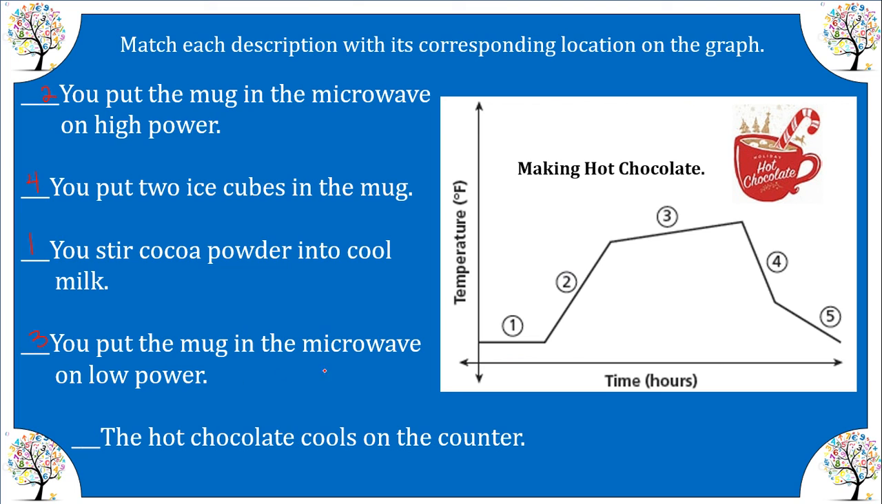The hot chocolate cools on the counter. So let's say that's number 5. And the reason I put the ice cube at 4 and the cooling on the counter at 5 is because 4 has a steeper slope, a steeper decrease than number 5. So I hope this helps.